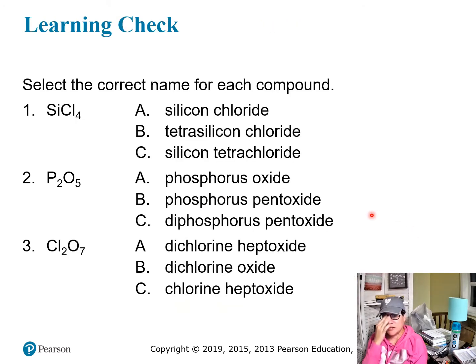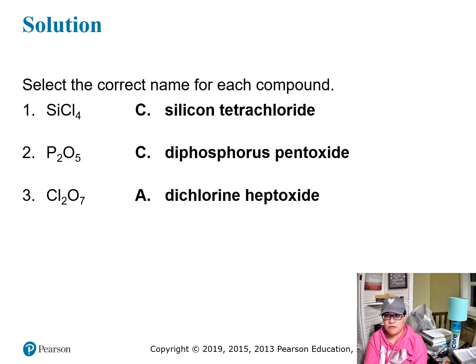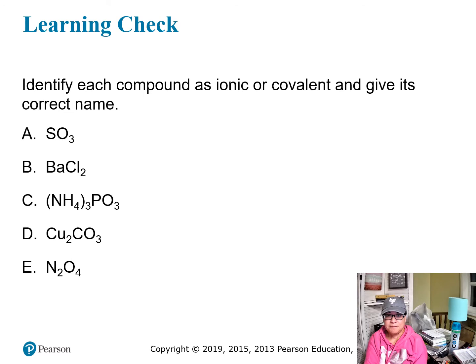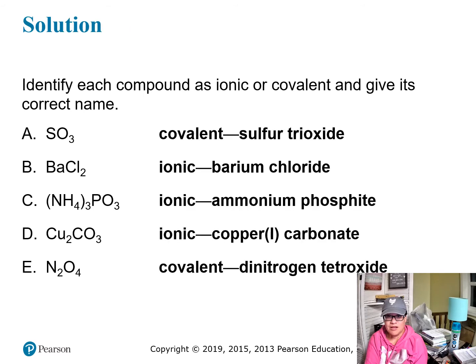Okay, see if you can select the correct name for these. Remember, first you check to see if they're both nonmetals. If they are, you use prefixes. If they're not, you don't use prefixes. Okay, so hopefully you got those correct. And then see if you can name each of these. Oh, no, sorry. First, identify it as ionic or covalent and then name it. So these are mixed up between ionic and covalent. And you might see some that are type 2 where you have to put the Roman numerals if there's more than one oxidation number. Okay, so there they are.